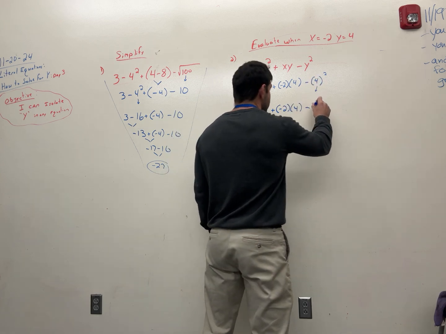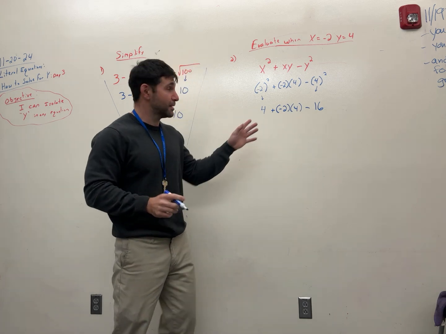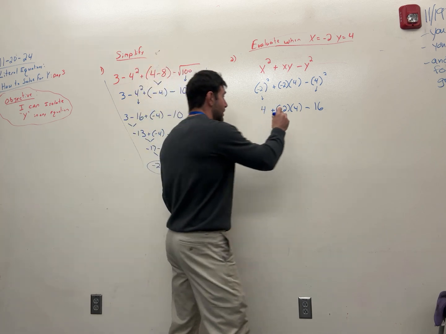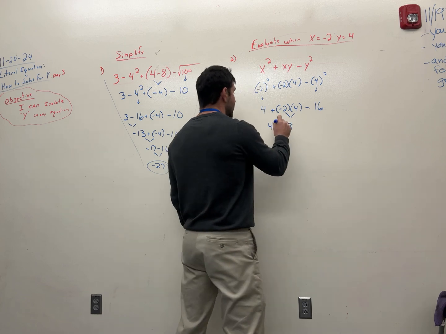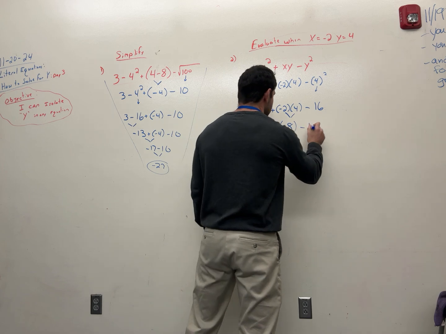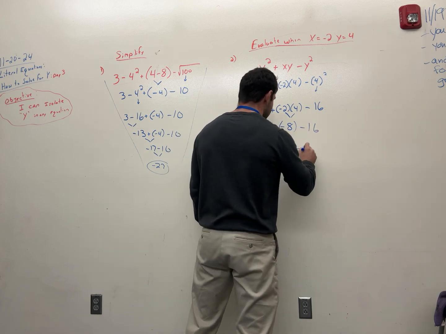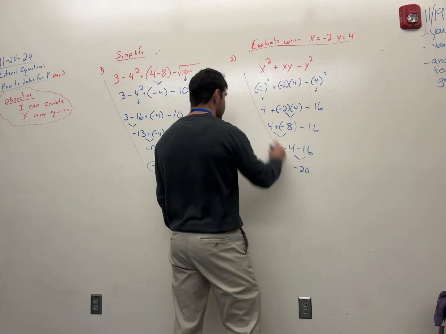Minus 4 squared is 16. Okay? Now there's parentheses, but those parentheses aren't something to do inside of it. This is multiplication, so now I have 4. -2 times 4 is -8. So could I put 4 plus a -8? Absolutely. Minus 16. 4 plus a -8 is -4 minus 16. That gives me -20.